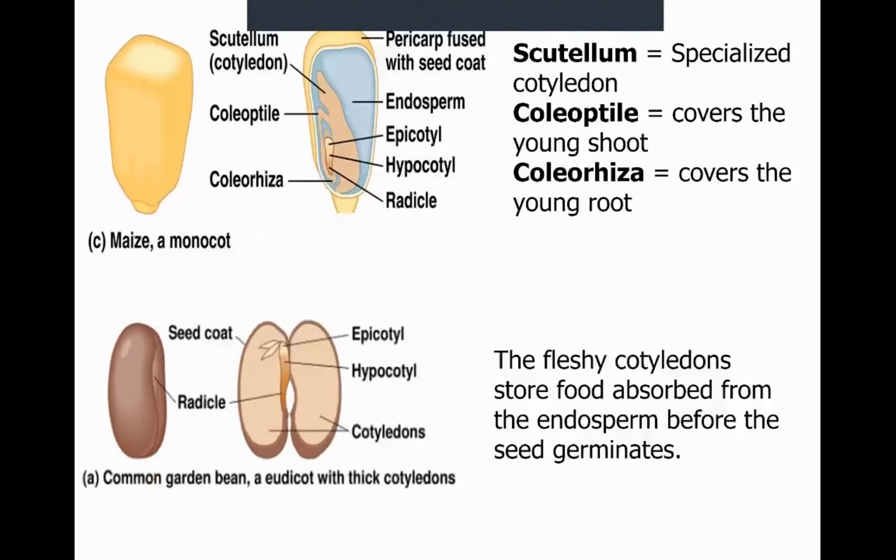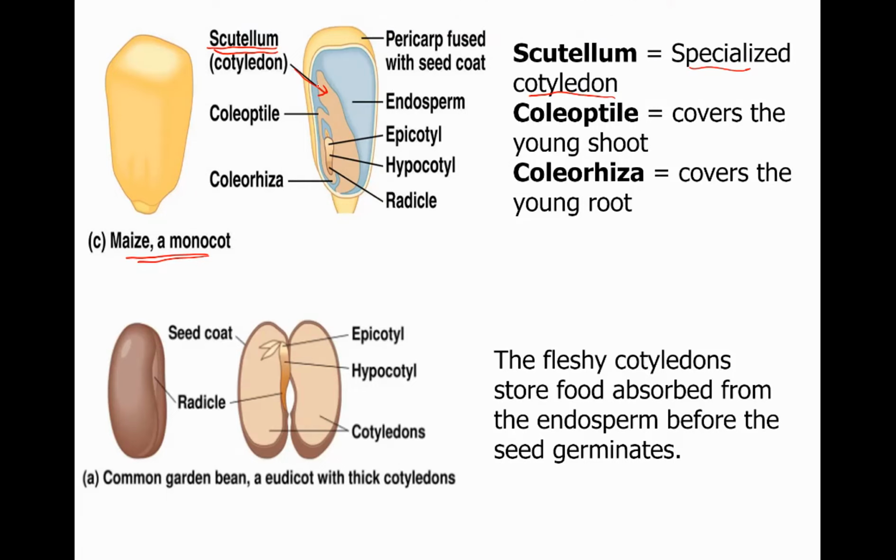Next, kita pergi kat sini. The structure of monocot seed and eudicot seed. Okay, so monocot seed, they have a specialized cotyledon that we call scutellum. So this is scutellum. Kita panggil dia scutellum. So this is the cotyledon of monocot, scutellum, compared with the cotyledon of eudicot. So eudicot kita panggil cotyledon macam biasa. But for monocot we call it scutellum.